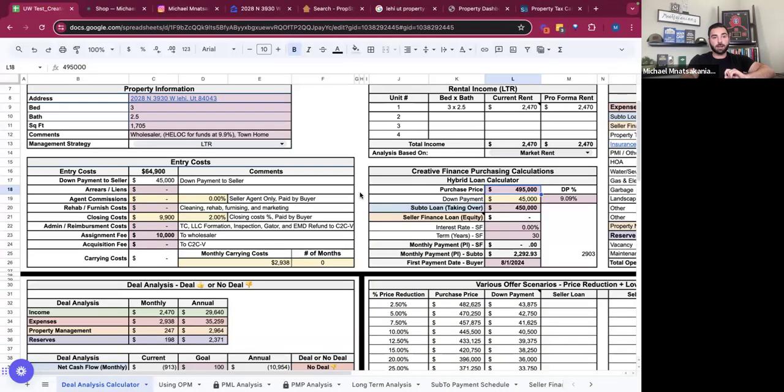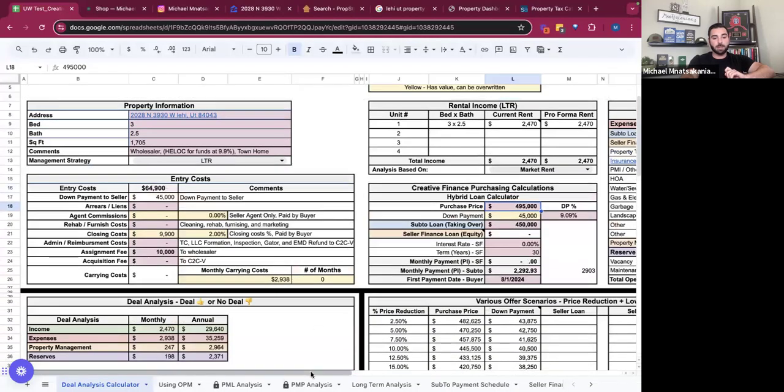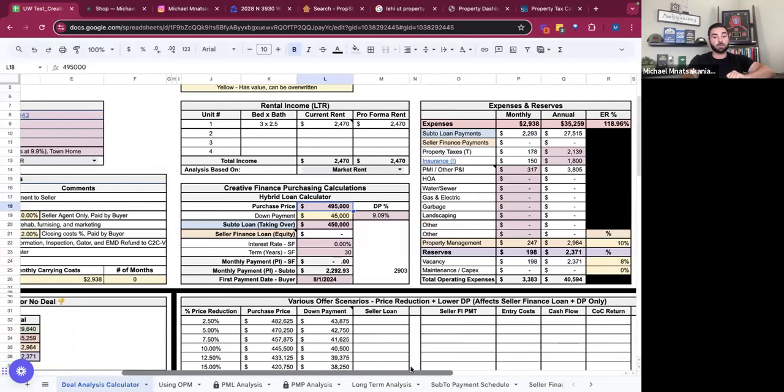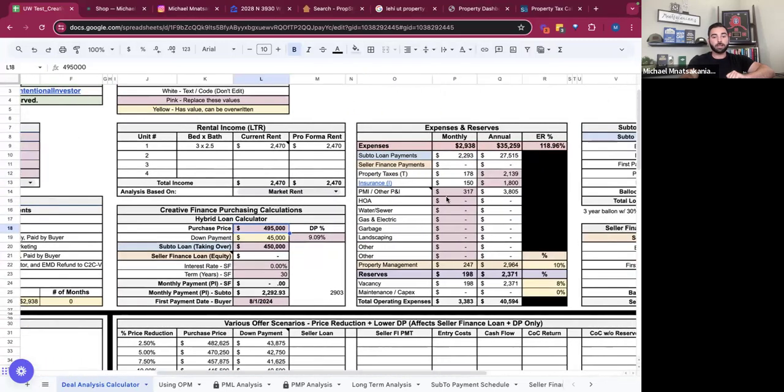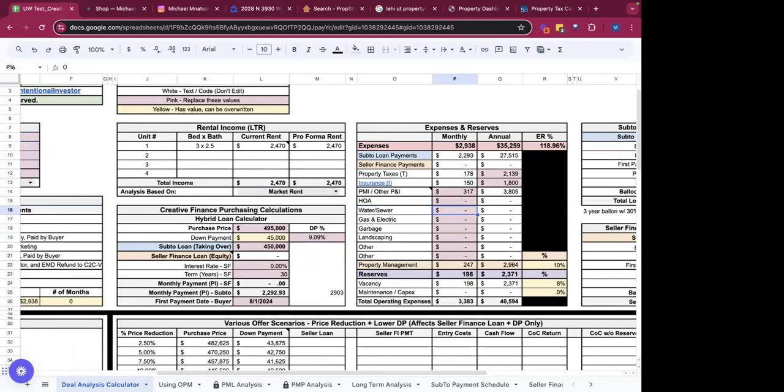Okay. So let's look at this property now as a midterm rental. And when it's going to be a midterm rental, you're going to have to pay more each month because you're going to have to furnish it as well.